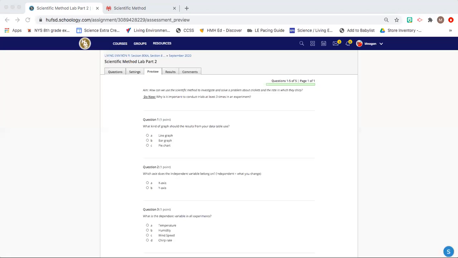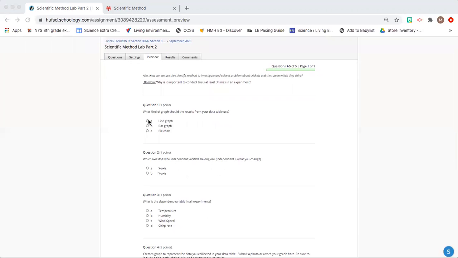So let's take a look at the experiment and at the assignment on Schoology to see our next steps. So what you're going to do is you're going to take this data, right? So most of us did air temperature. If you did another independent variable, you're going to graph whatever data you collected. So you can use the data tables here, or you can use your own data that you collected on Tuesday and Wednesday. So what you're going to do is you're going to answer question number 1.